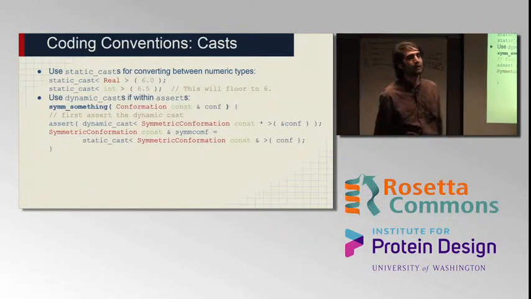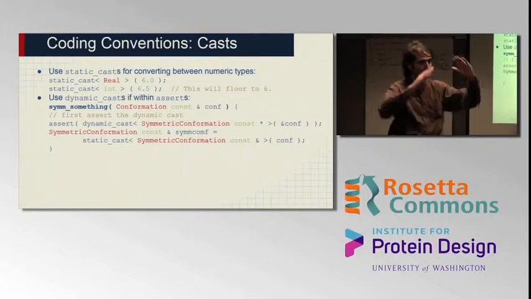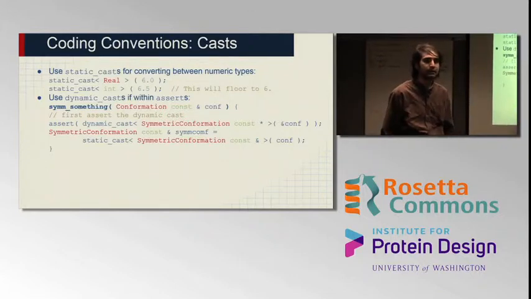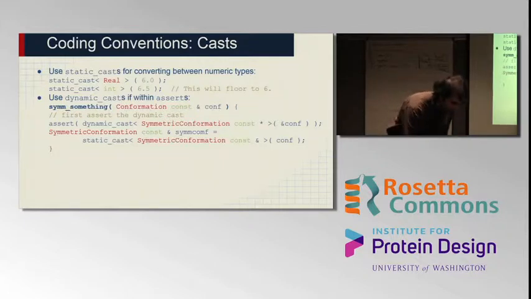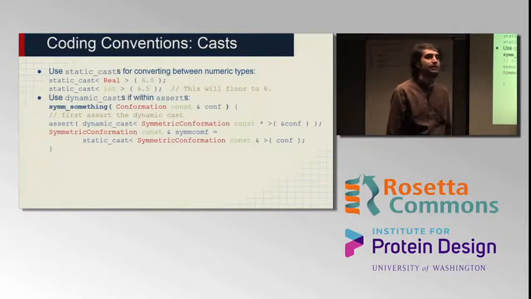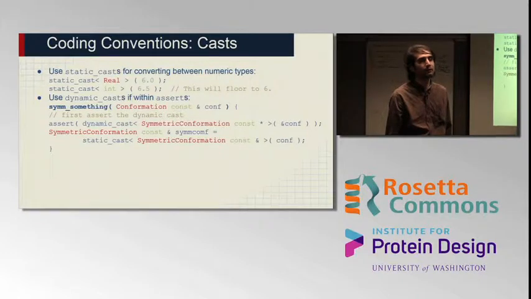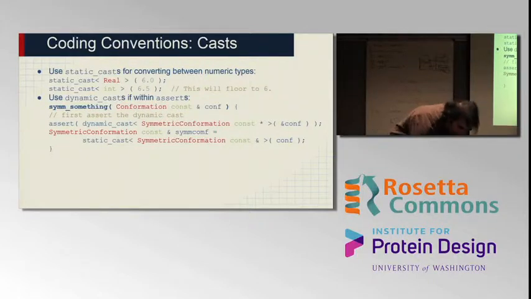Casting, do it with static cast. Don't do C-style casting where you just put the type in brackets. Static cast lets you search the code for your casts. There is a utility for typecasting owning pointers. It's something like dynamic pointer cast, utility pointers, dynamic pointer cast.